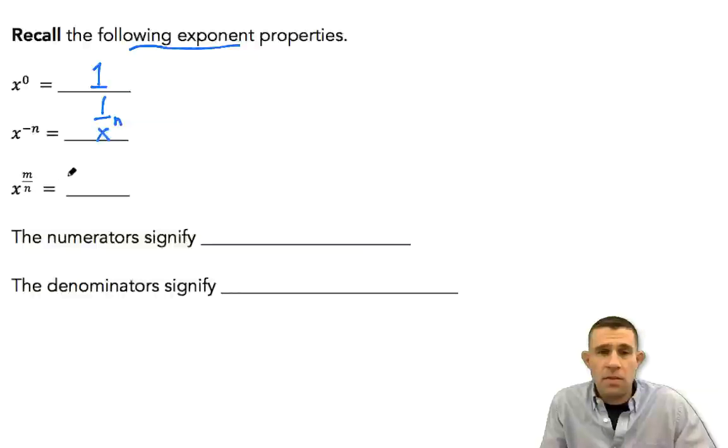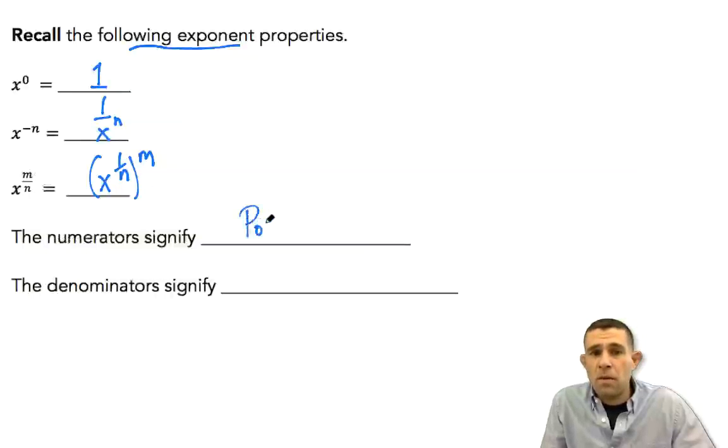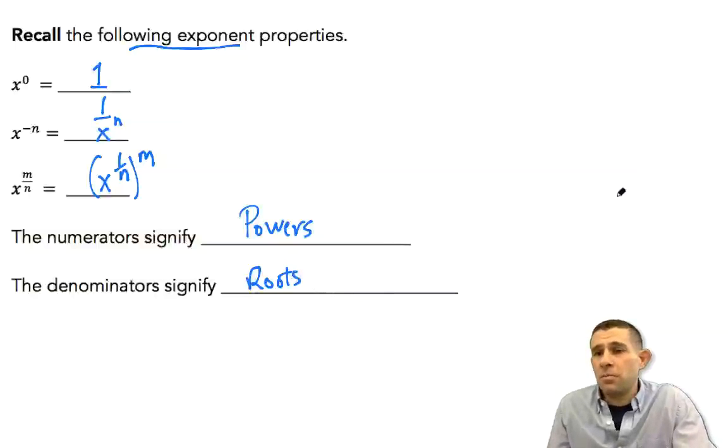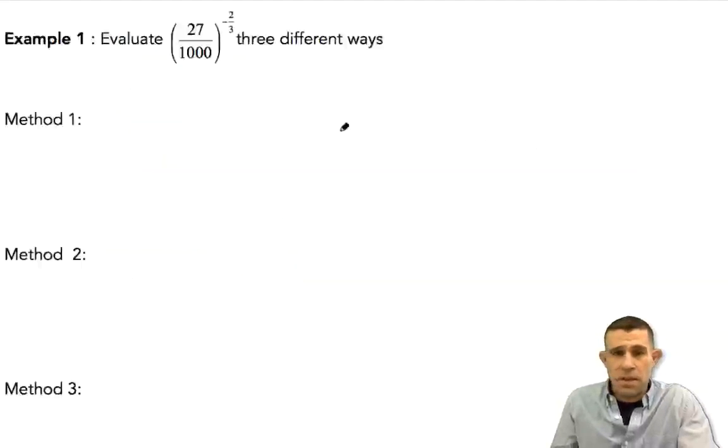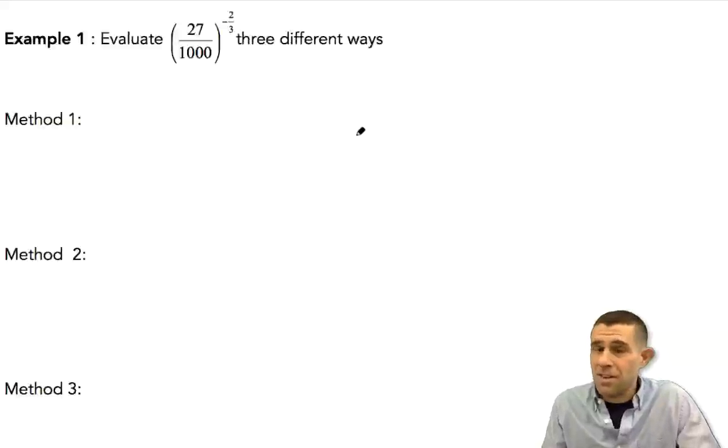Then, yesterday, we had this positive rational exponent. X to the m over n really represents the nth root of x, so x to the 1 over n, all raised to the mth power. And then keep in mind the numerators represented the powers, or the exponents, and the denominators represent the roots that we are taking of that base. So let's jump into a few examples from today and see where this lesson is taking us.